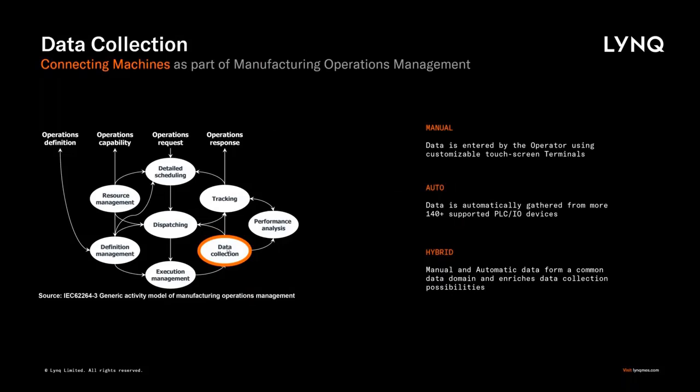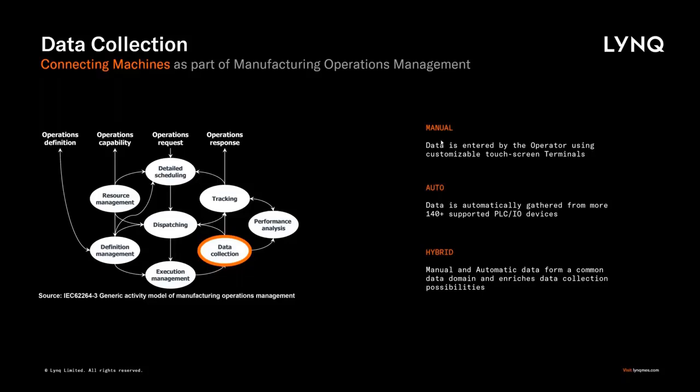In Link, we started with manual data collection. Now we have automatic data collection, and with it we are able to gather data from more than 140 PLC and I/O controllers, which is normally where you connect to read data from. We also support all modern industrial connectivity protocols. The last method, which I think is key and one of the unique points of Link, is the hybrid method. That's where we can simultaneously read data from the machine, from the PLC controller, in an automatic way, but we can also enrich this data with manual entry where required.